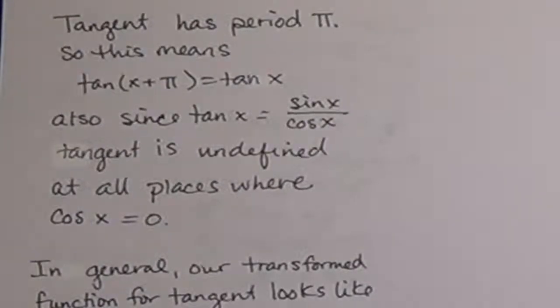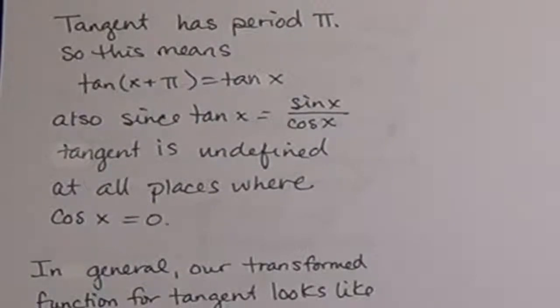Also, we notice that tangent of x, from our reciprocal properties, is sine x over cosine x. So this means tangent is going to be undefined at all the places where the cosine is 0. In other words, we're going to have asymptotes for this function, and they're going to be the same asymptotes that we saw for the secant graph.